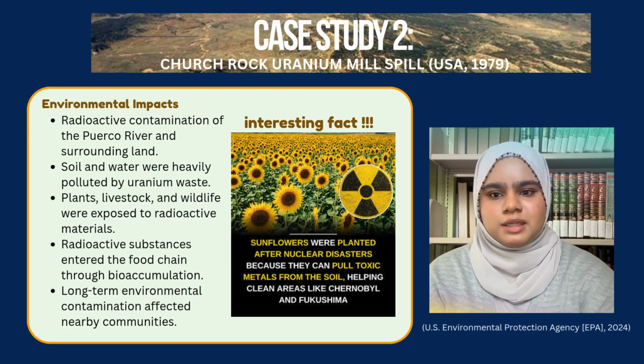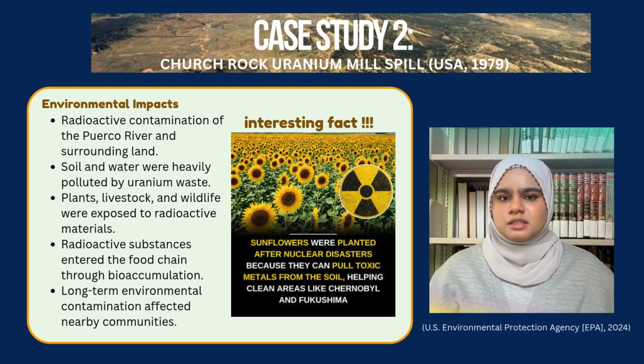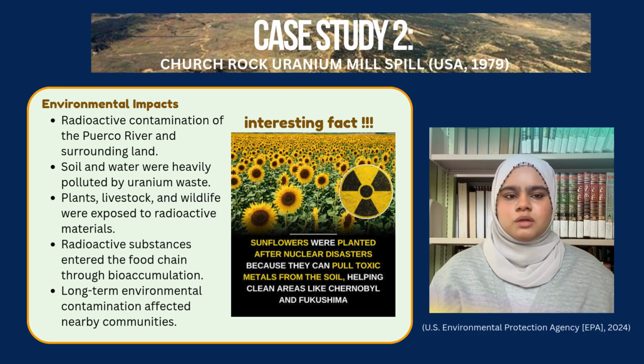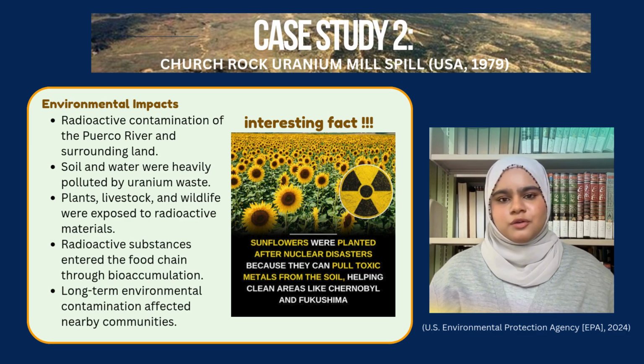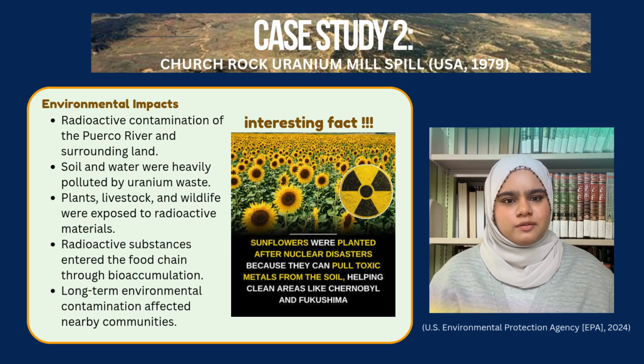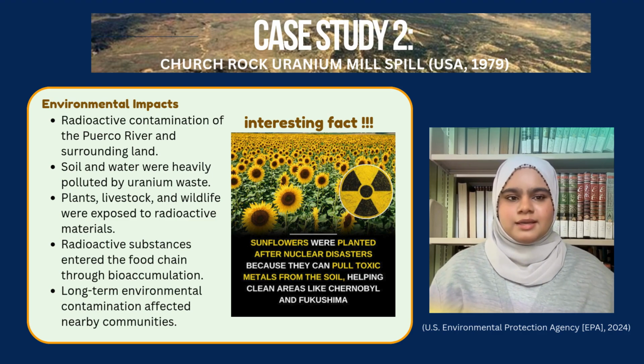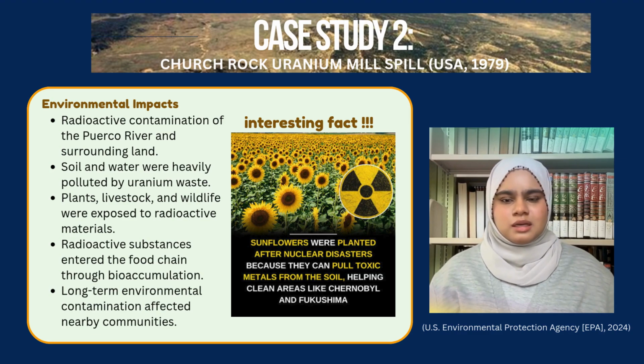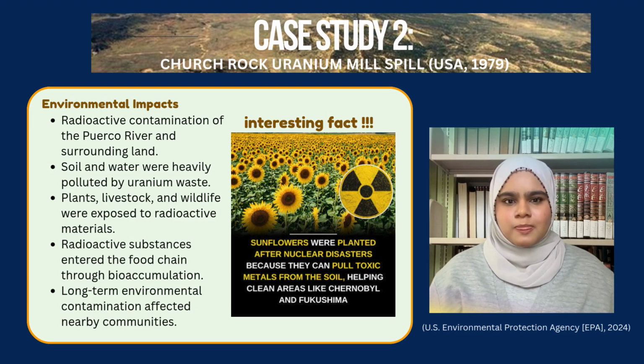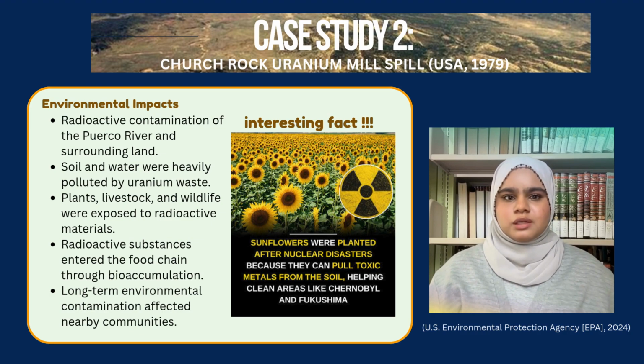For the environmental impact, the Church Rock spill had serious environmental consequences. First, the Puerco River became heavily contaminated with radioactive materials. Large areas of surrounding land and soil were also polluted by uranium waste. Plants absorbed radioactive substances from the contaminated soil, while livestock and wildlife drank contaminated water and ate contaminated vegetation. As a result, radioactive materials entered the food chain through a process called bioaccumulation, where harmful substances gradually build up inside living organisms.